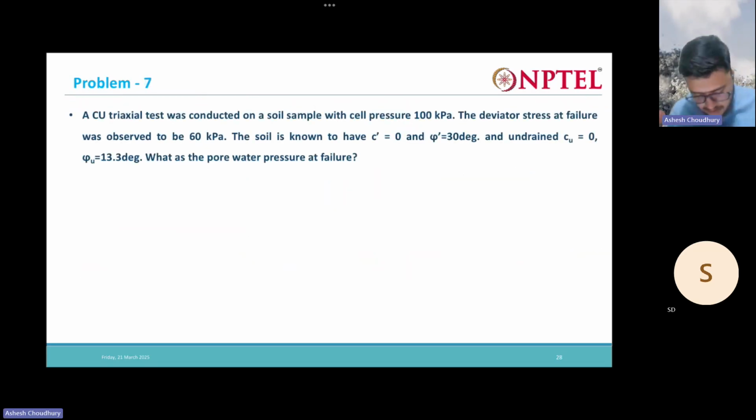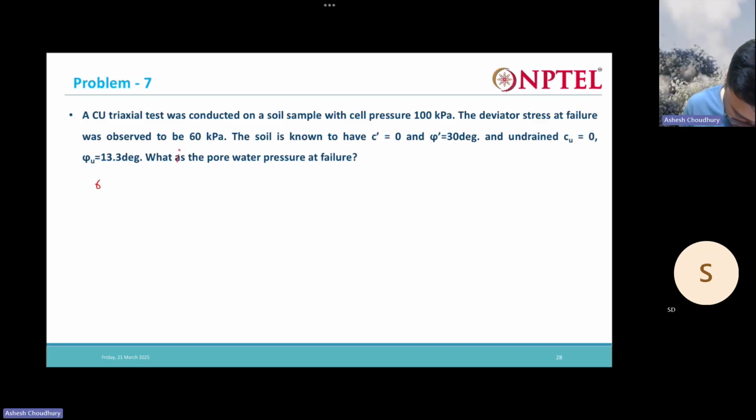Let's come to the next problem. A CU triaxial test was conducted on a soil sample with cell pressure 100 kPa. The deviator stress at failure was observed to be 60 kPa. The soil is known to have c prime is 0, phi prime is 30 degrees, and c_cu is 0. What is the pore water pressure at failure? Okay, so let us see how to do it.